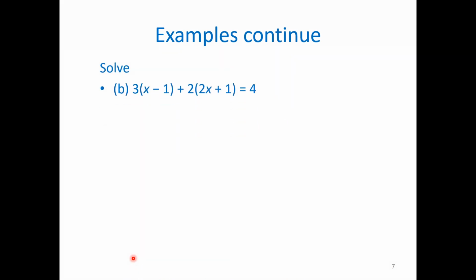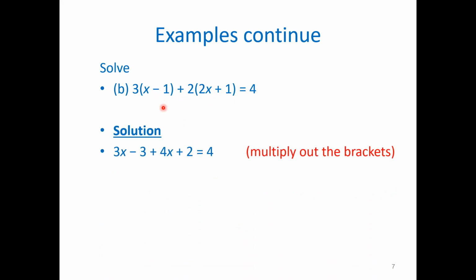Let's see another example. So we will solve this equation: 3 times (x minus 1) plus 2 times (2x plus 1) equals 4. To find the value of x here, we have to multiply out the bracket, and then this will be 3x minus 3 plus 4x plus 2 equals 4.